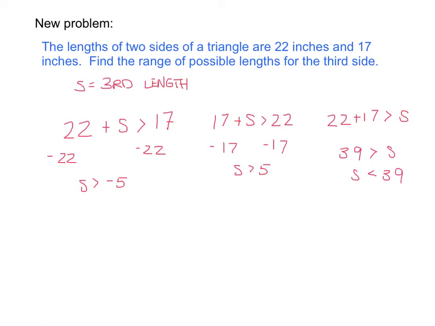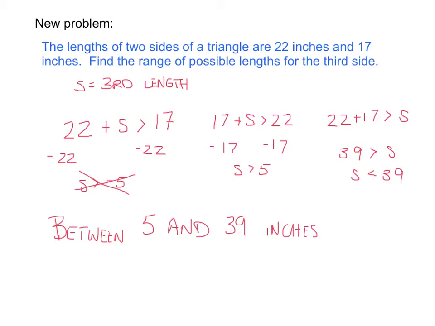So now we solve for S in all of these, and we see S is greater than -5, S is greater than 5, and S is less than 39. Well, this first one doesn't make much sense because it's talking about the negative, so we're not going to talk about this one at all. Instead, S is greater than 5 and S is less than 39. That's a good range. So our answer simply is between 5 and 39 inches.